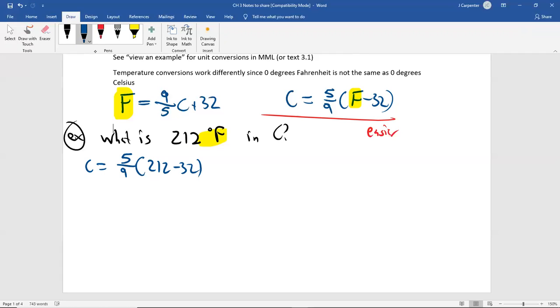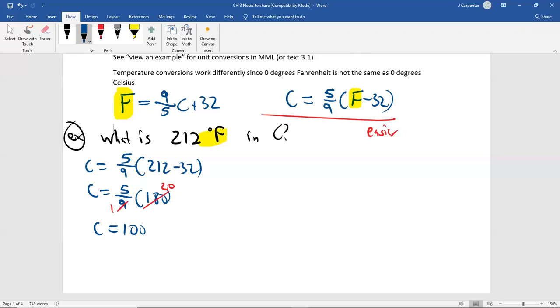If you do 212 minus 32, you're going to get 180. So you get C equals 5 over 9 times 180. Now, yes, you could go ahead and put this in a calculator, but I've also mentioned that you're supposed to know your math with fractions, so you can reduce the 9 and the 180. 9 will go into 180 20 times, so you can say 9 goes into 9 once, into 180 20 times. And then you're just doing 5 times 20, which is 100. And you get C equals 100.